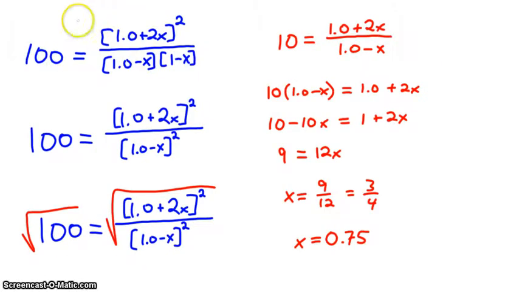Starting on the top left here, this is the expression after substituting in the values given and determined in the problem. So first thing I'm going to do is combine the denominator here. 1 minus x times 1 minus x is 1 minus x squared. What I've noticed is if I take the square root of 100 and the square root of this side of the equation, the square root of 100 is 10. The square root of (1 plus 2x) squared is 1 plus 2x. The square root of (1 minus x) squared is 1 minus x. Then, this is much easier to solve algebraically.